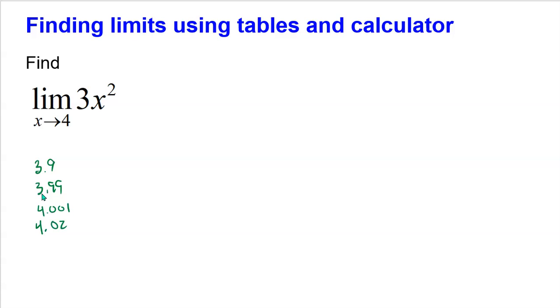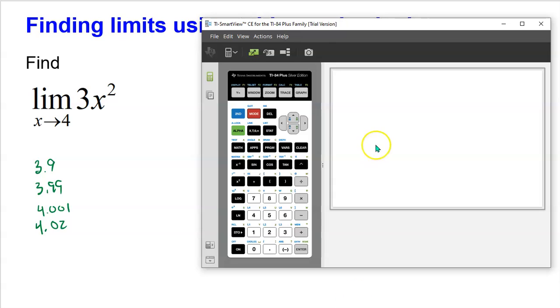Most kids will do 3.9, 3.99, but you can really choose an arbitrary number. It doesn't have to be 3.99. It could be 3.9762 or 4.0145. Most kids will just jump to 3.99 and 4.001 because it's easy, and it is, but you really can pick any number as long as it's really, really close. So I'm going to go grab my calculator.